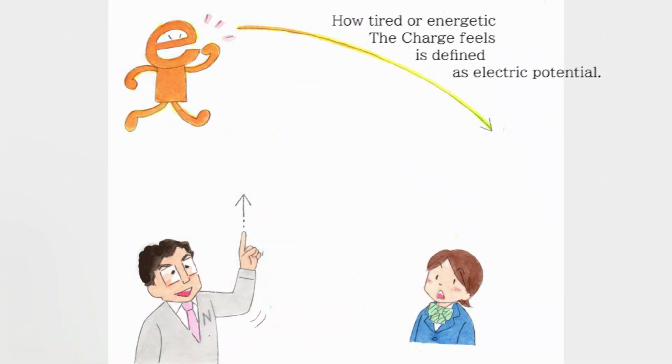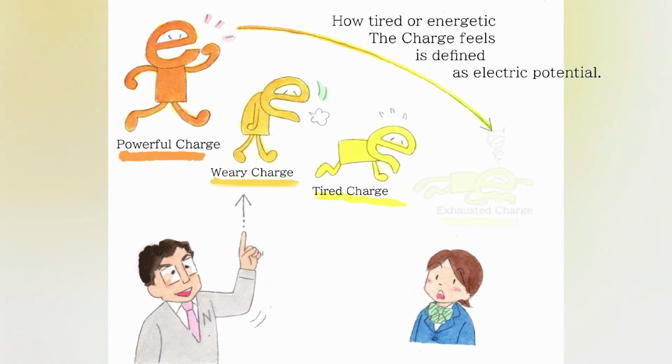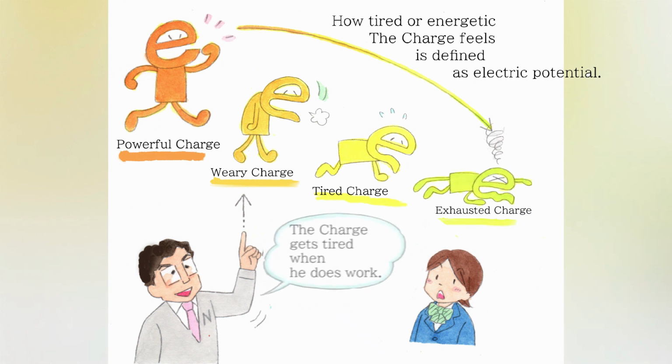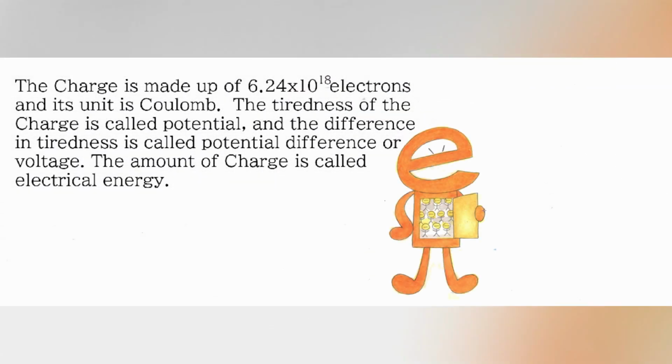How tired or energetic the charge feels is defined as electric potential. Powerful charge, weary charge, tired charge, exhausted charge. The charge gets tired when he does work. The charge is made up of 6.24 times 10 to the 18th power electrons, and its unit is coulomb. The tiredness of the charge is called potential, and the difference in tiredness is called potential difference or voltage.